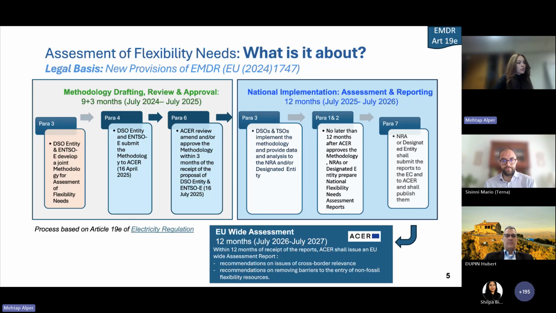And by July 2026, the national reports on flexibility needs will be published and also will be sent to the Commission and ACER. And within the first year of receipt of the reports from member states, ACER also will carry out an EU-wide assessment and issue a report analyzing national reports and providing recommendations on issues of cross-border relevance regarding the findings, and also including recommendations on removing barriers to the entry of non-fossil flexibility resources.